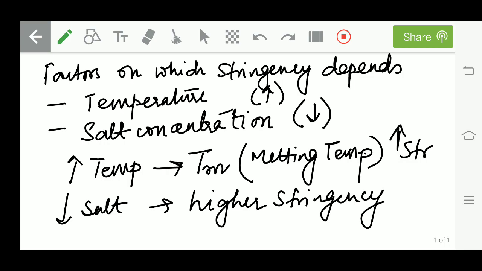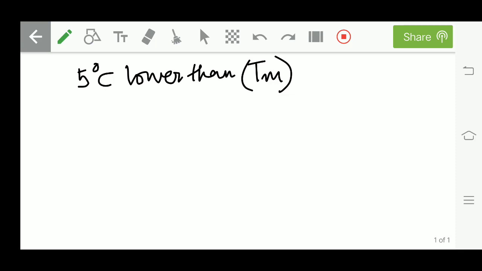Next, how are temperature and salt concentration related to stringency? For optimum hybridization, your temperature should be 5 degrees centigrade lower than Tm. Tm is the melting temperature, the temperature at which 50% of the complementary strands are separated. So your starting temperature should be 5 degrees lower for optimal hybridization.